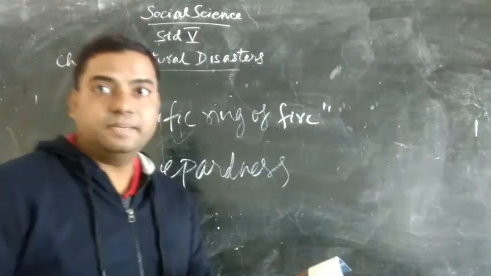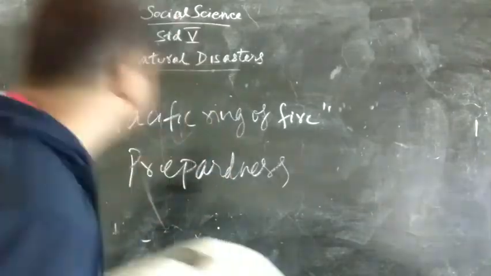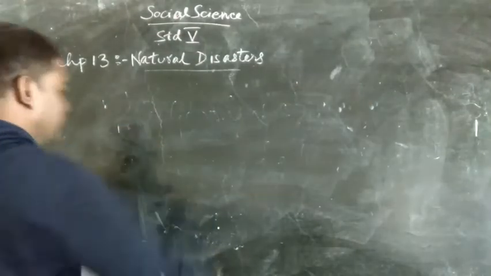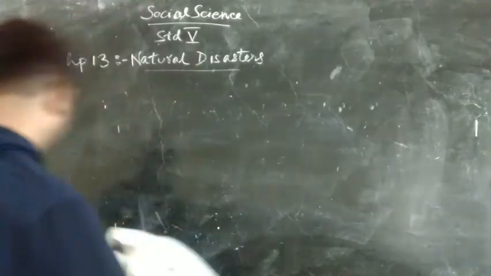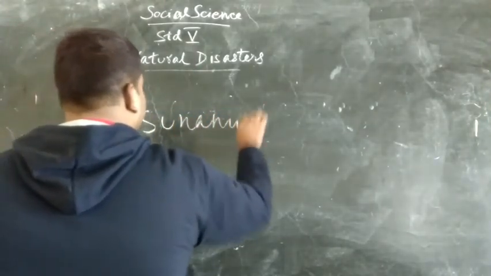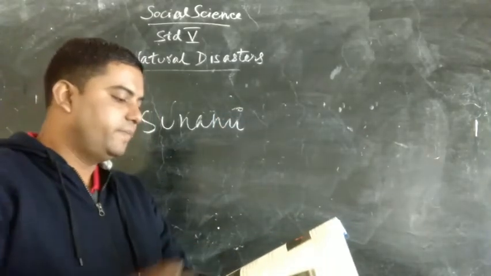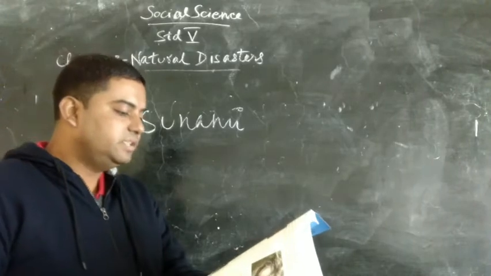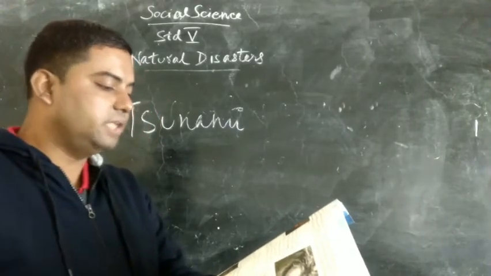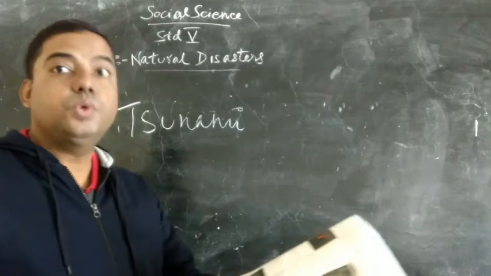Now let's see the third type of natural disaster, that is the tsunami. Tsunami is a series of gigantic ocean waves. It forms when energy released from an underwater earthquake or volcanic eruption triggers large ocean waves to form. So tsunami is a series of huge gigantic waves.